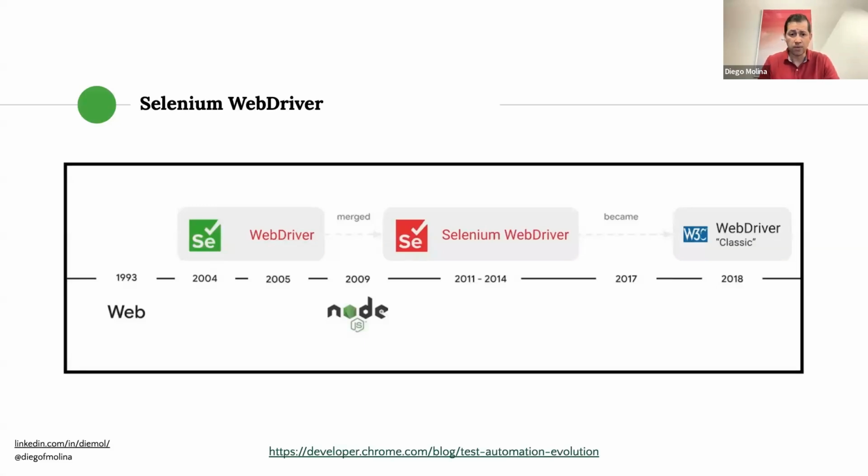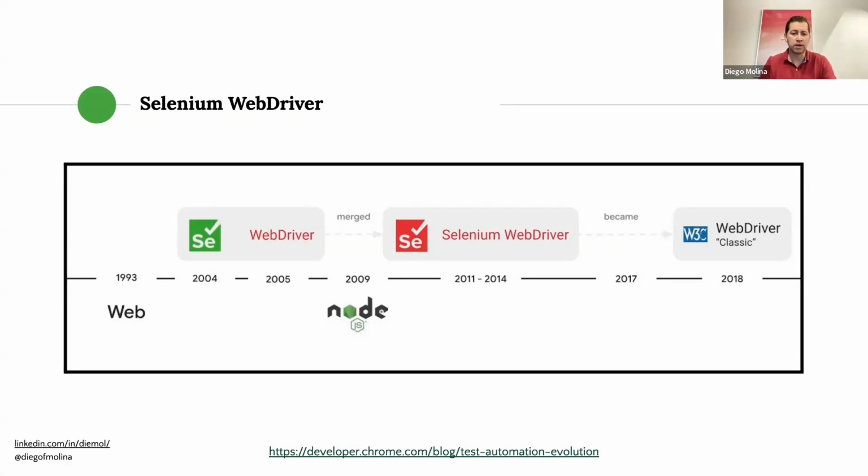Three or four years later, Simon Stewart realized that all those flaws are opportunities to improve the tool, and he created something called WebDriver. Selenium and WebDriver were two different projects. What they decided to do was to talk to each other, stop competing, and create a better tool for the community, and that's how Selenium WebDriver was created.